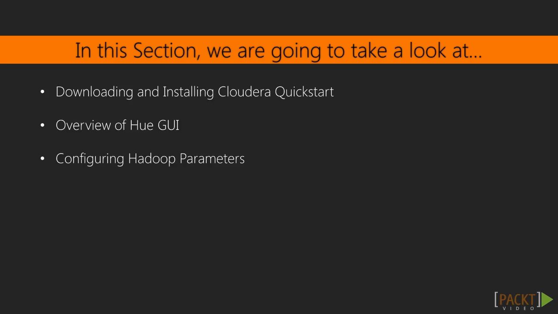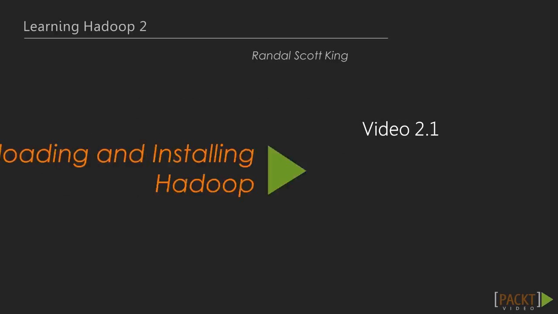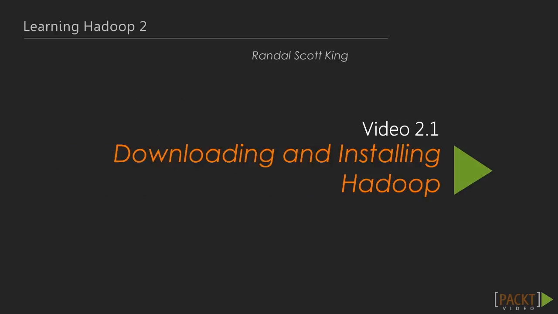In this section, I'll walk you through downloading the Quick Start virtual machine from Cloudera, show you the Hue GUI and how to perform administrative tasks with it, and finally, we'll end the section with custom configuration of Hadoop operation parameters. So let's begin by getting Hadoop on your machine.